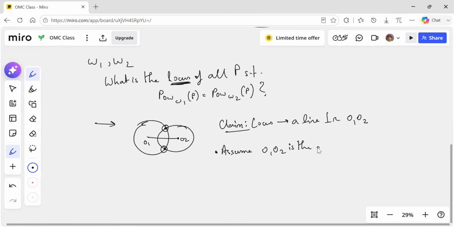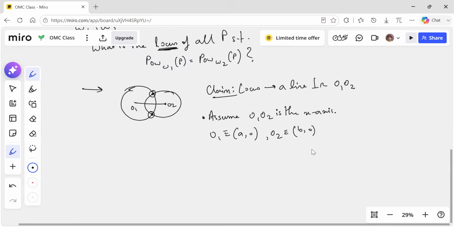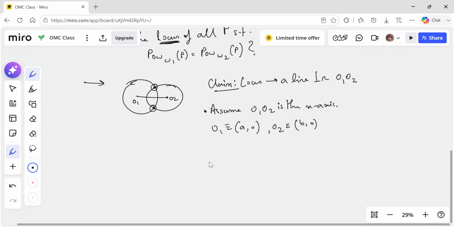Let me just write it down. So O1 is (a, 0) and O2 is (b, 0). Right, and then we could use the distance formula.